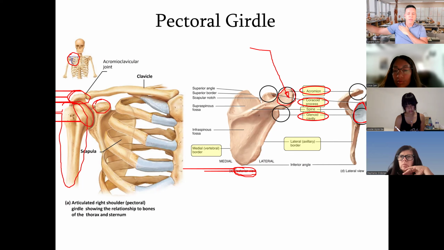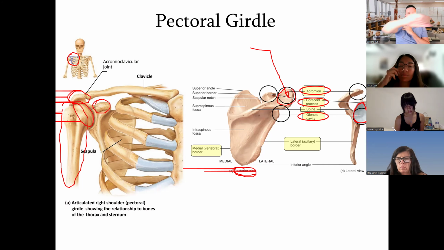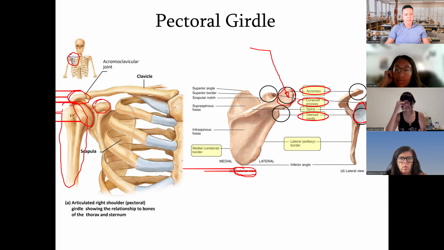So the reason why you can move your arm in different directions here is because of what we call this ball and socket joint that we have. Can you guys still hear me? Okay. All right, so these are the three markings of the scapula that you need to know. Any questions about them, folks?